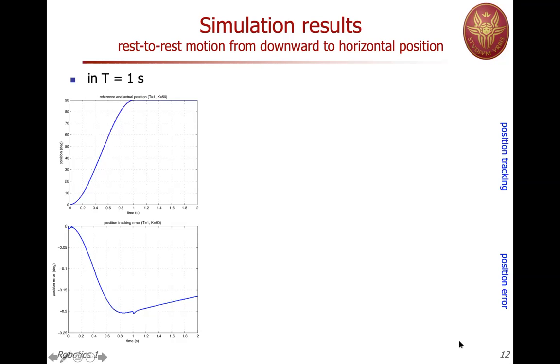If we do the motion in 1 second, you can see that we will move from 0 to 90 degrees. This is the actual motion. We are using k equal 50 and 1 second. We don't really see the difference between the dashed line, which is the reference, and the actual line, which is the blue continuous line. So I've traced the position error below, and you can see that this error is about 0.2 degrees, which is acceptable in this case, okay?